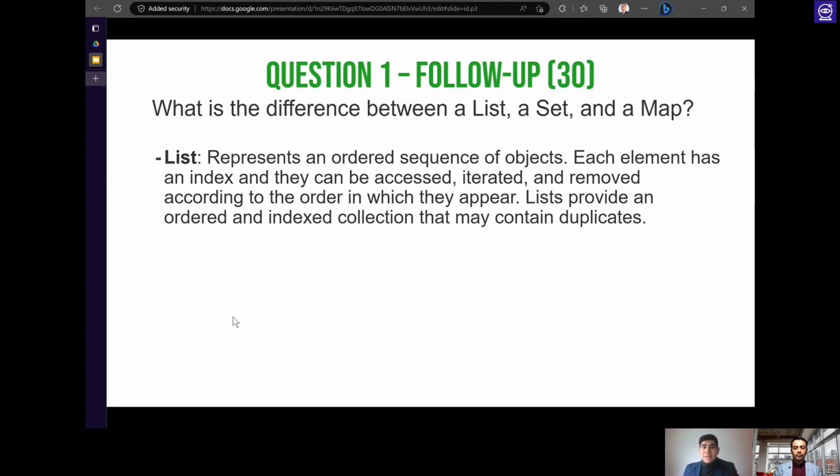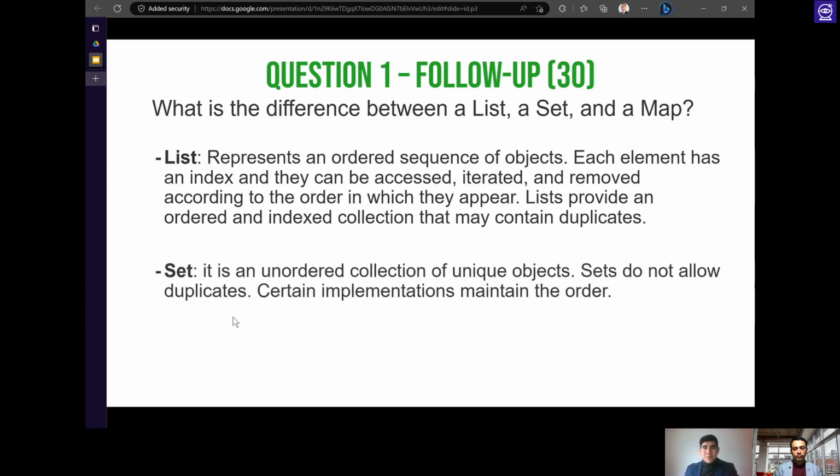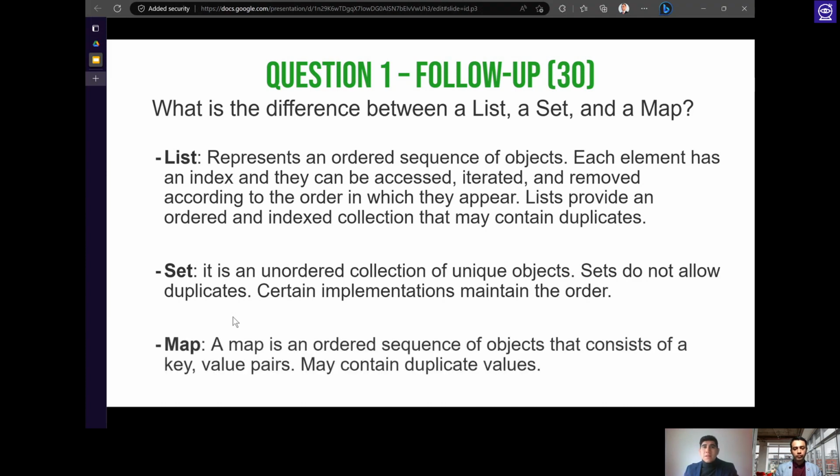The second one is the sets, and these are unordered and do not allow duplicates. So as you can see, it's totally the contrary of the lists. And in the third place, we have a map, and this is a completely different data structure. It consists of pairs of keys and values. It may contain duplicate values, but it may not contain duplicate keys. Now let's go to the next question.